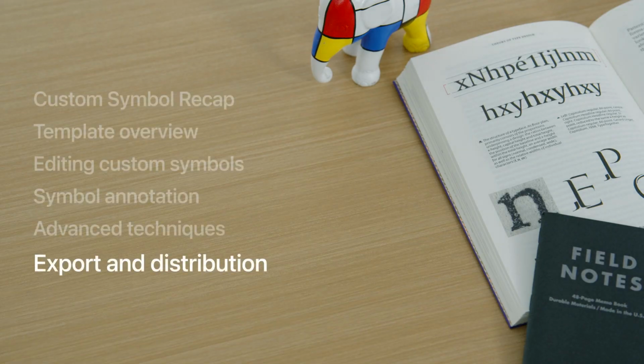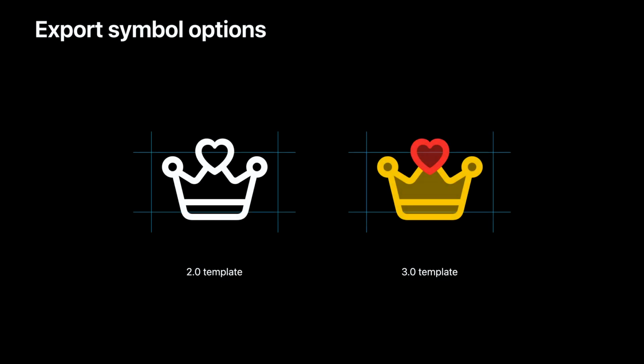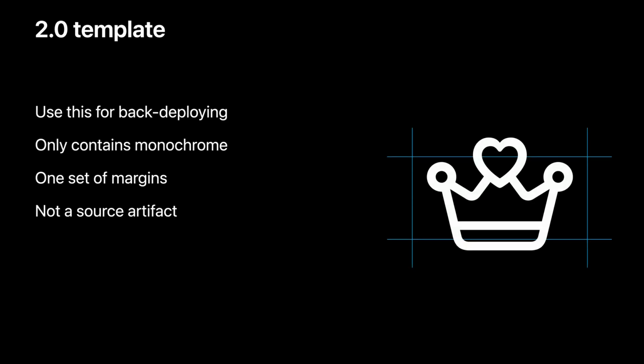Now that we've covered ways to create your custom symbol, let's talk about next steps, such as how to distribute your symbol. When distributing your symbol, you have two options. You can export a 2.0 template or a 3.0 template. 2.0 templates should only be used if you plan on backdeploying to an older OS, such as iOS 14. It only contains monochrome, so make sure your symbol makes sense when used in that mode.